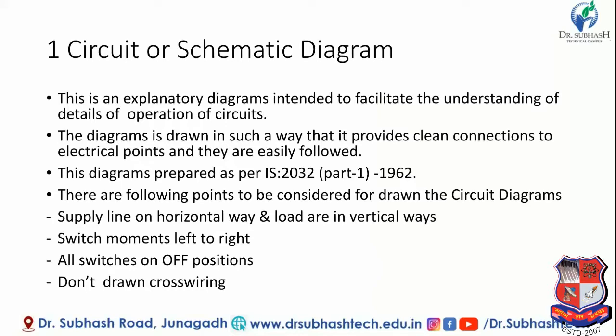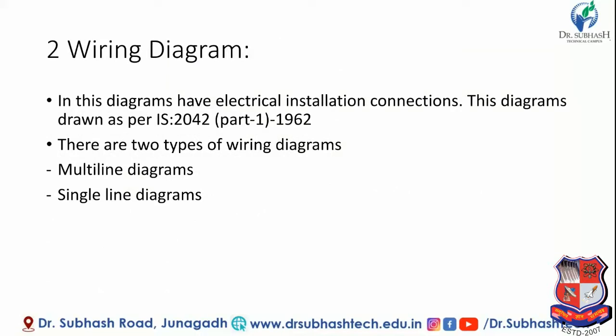Next is the wiring diagram. Wiring diagrams are prepared for electrical installation connections. This is drawn as per IS 2042 Part 1 1962. There are two main types of wiring diagram. One is the multi-line diagram, where you can draw two or more lines. The other is the single line diagram, where you draw only a single line for the connection.